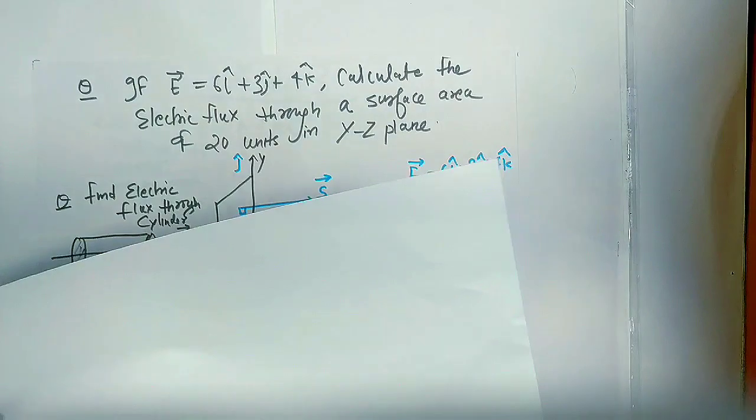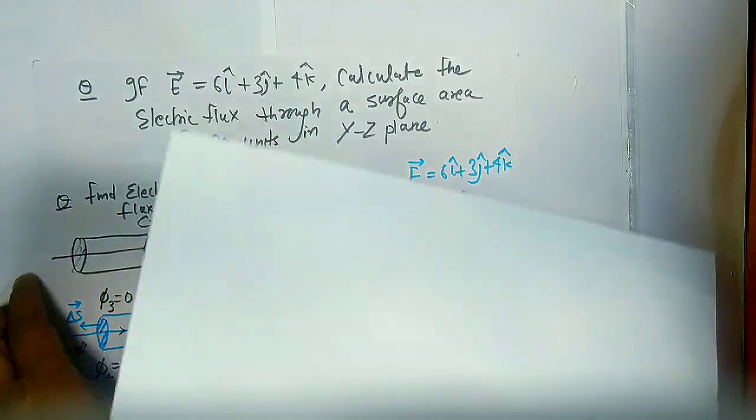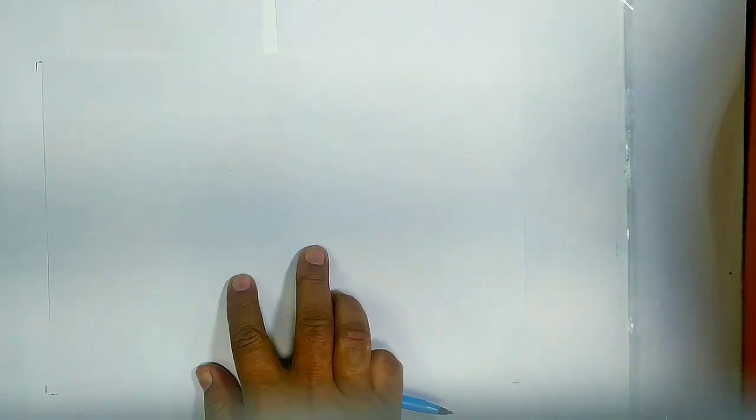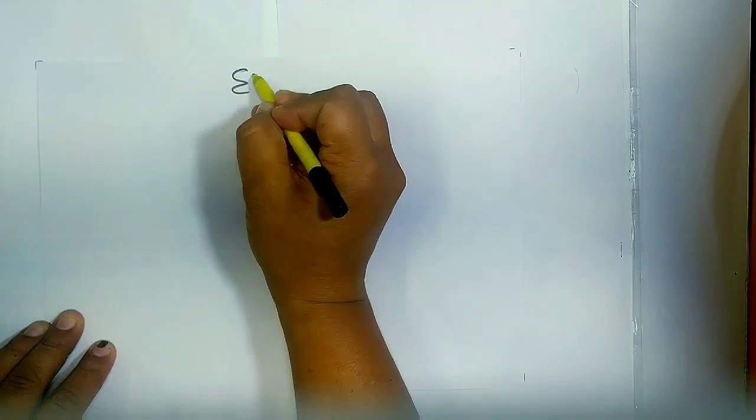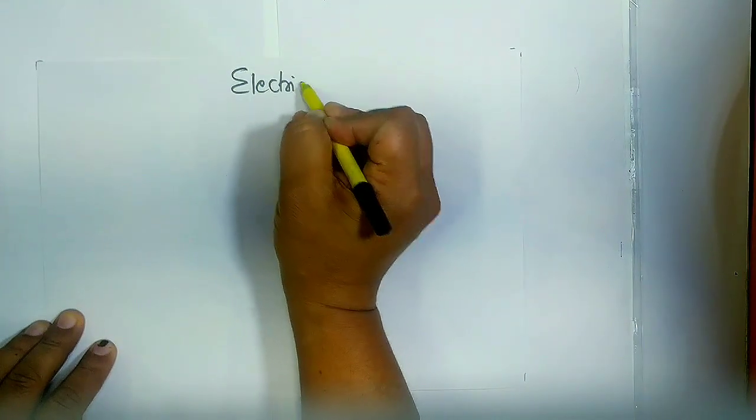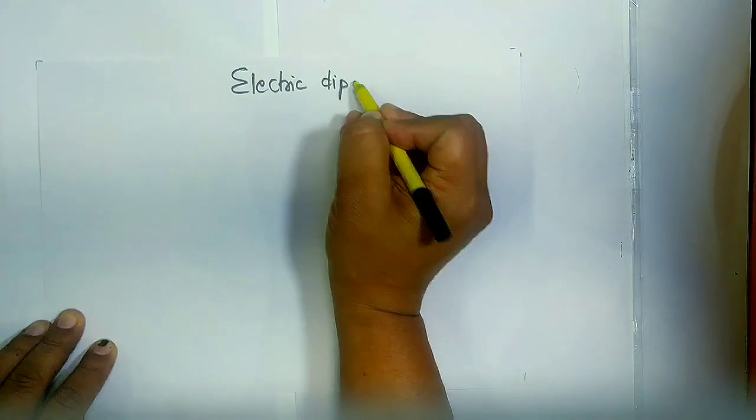So what is electric dipole? First, have you heard about the dipole? Dipole means two poles. Okay. And in chemistry, also you have heard about the dipole. But in physics, what is electric dipole?